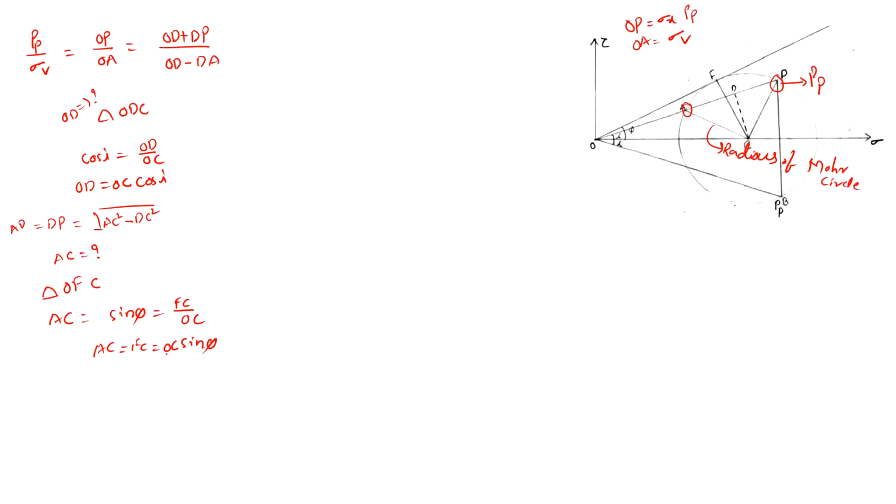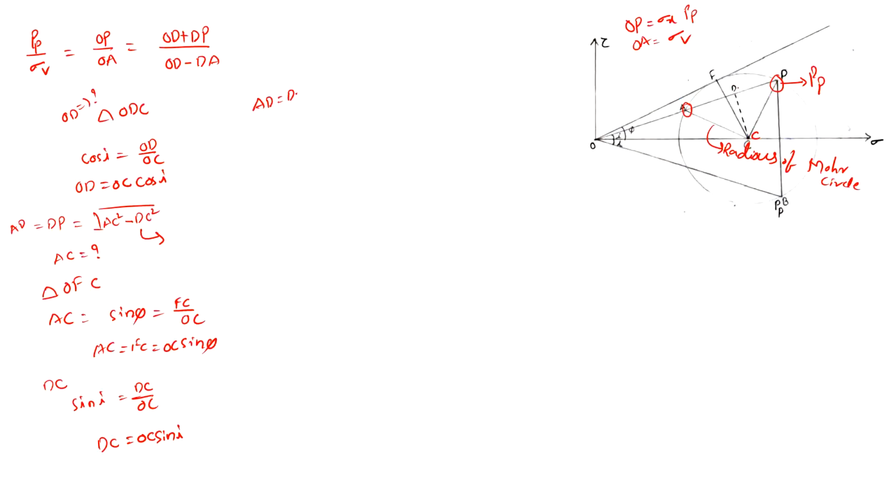Okay, so we got OC sin phi, and DC we have to calculate. So this is the D point and here the C point is there. So with the triangle ODC, that is sin i, we can get DC by OC. DC we can write as OC sin i. These are the values we have to substitute in this equation, so we can get the AD value.